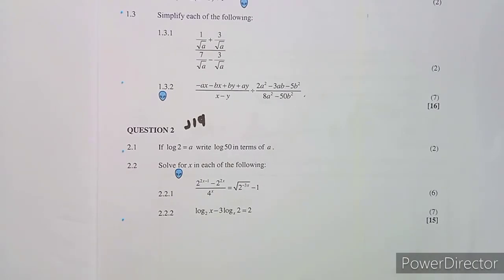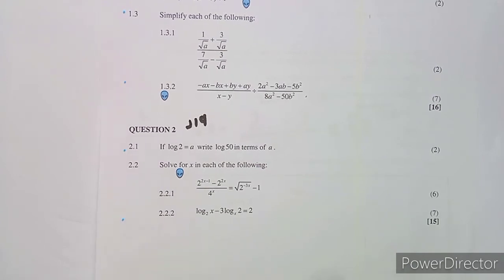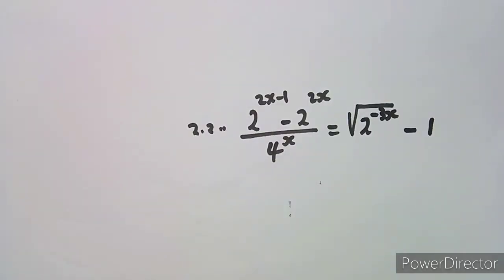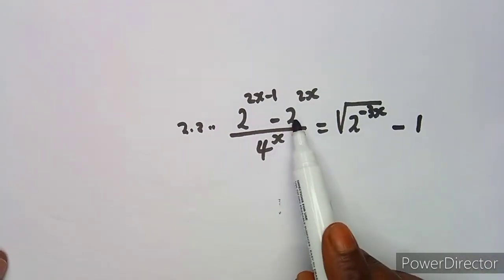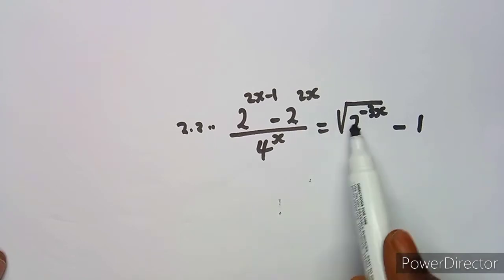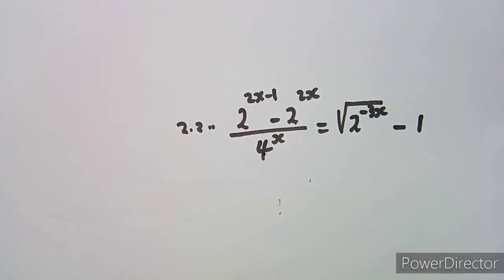Most cases, guys, try by all means to write the exponents in terms of the same number or the same base there. So what can we do, guys? Here we have got 2 to the exponent. It's 2, it's 2, it's 2. Here it's 4. So let's just try and write this in terms of what? In terms of 2, and see what we are going to have at the end.